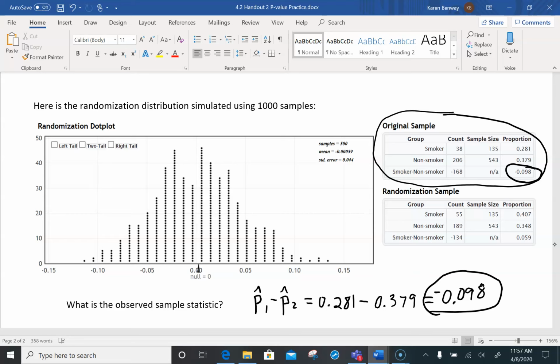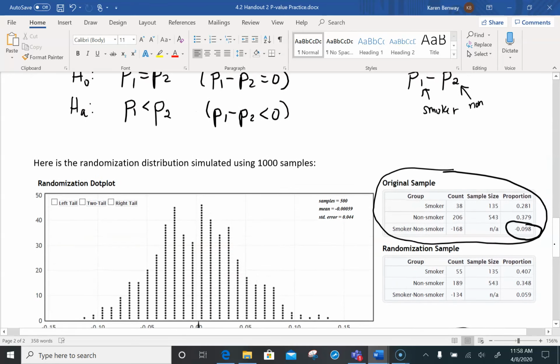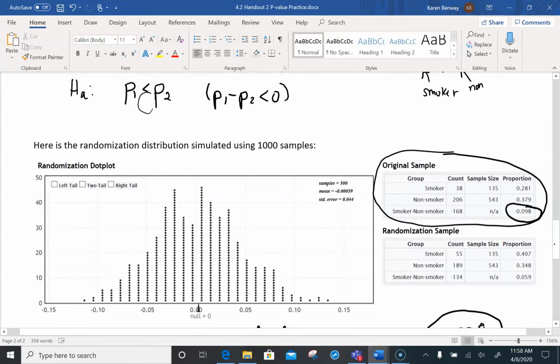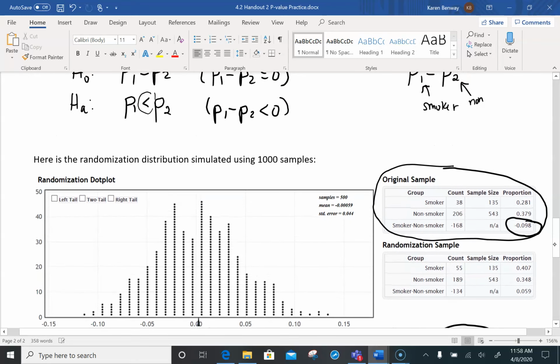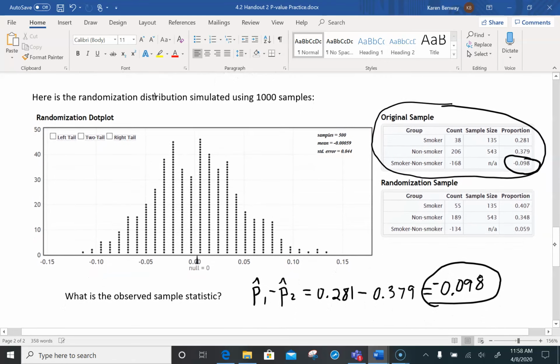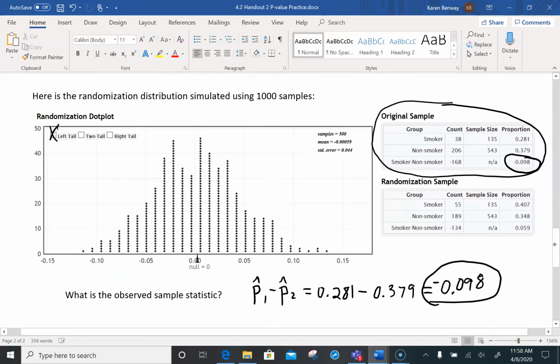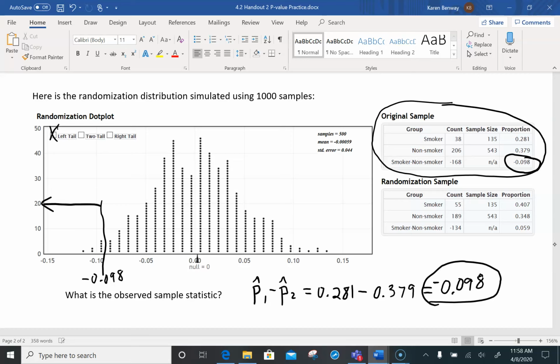Now, I need to decide which tail I want, so I go to my alternative hypothesis. My alternative hypothesis is a less than, which means that I'm interested in a left tail, and I'm going to put that left tail at negative 0.098. So let's see, that's, we'll say, about here. Almost at negative 0.1. And we're going to figure out what proportion of the dots are out in this tail.